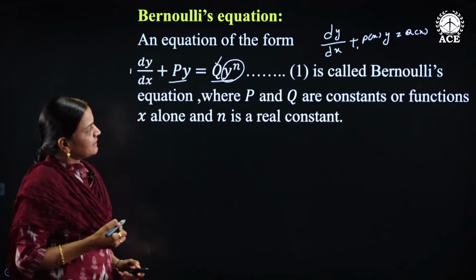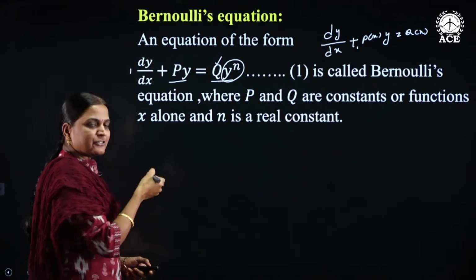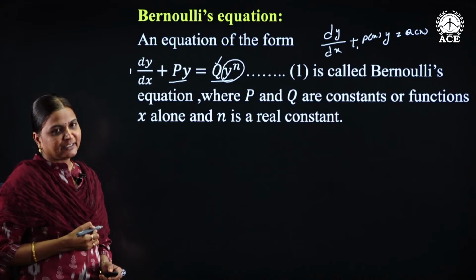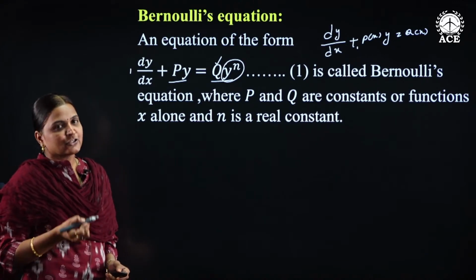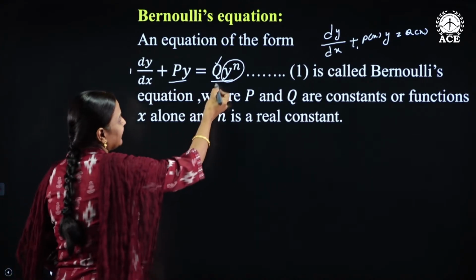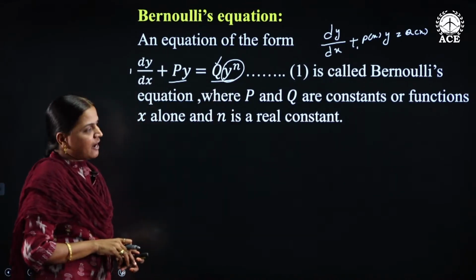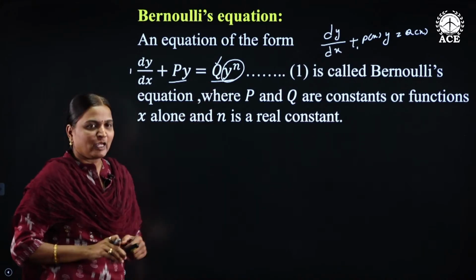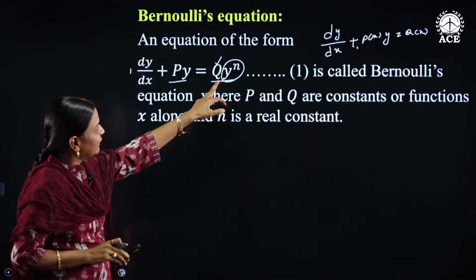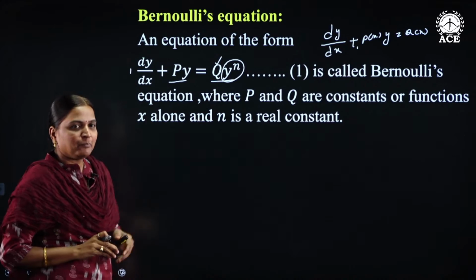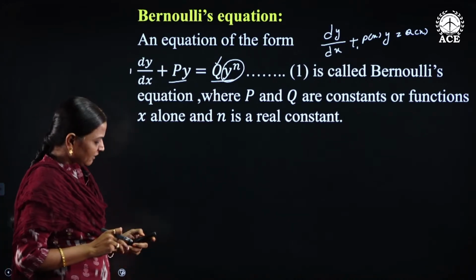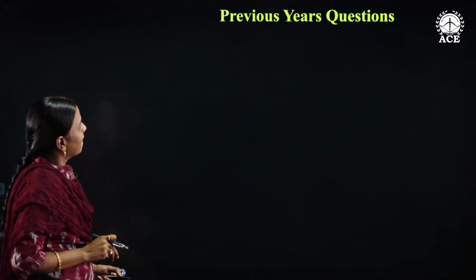So in this case also, how to reduce? Here also reduce this Bernoulli's equation into a linear equation. So how to reduce? By dividing this entire equation by y power n. That means make the RHS free from y power n. When it is free from y power n, by dividing with y power n, reduce that equation into linear form.